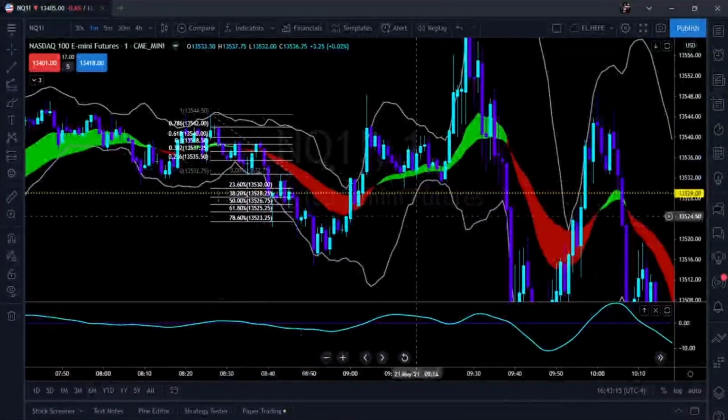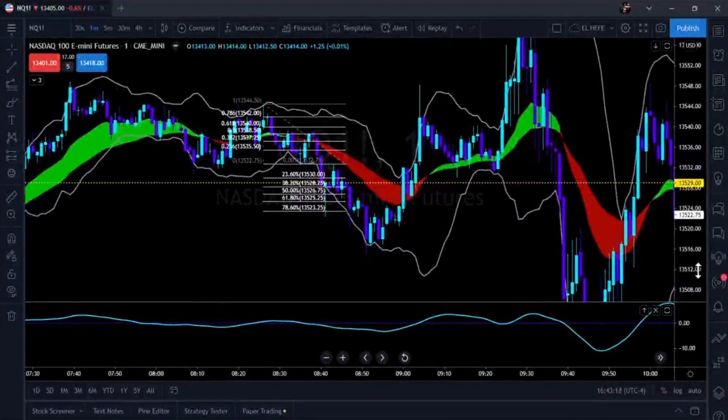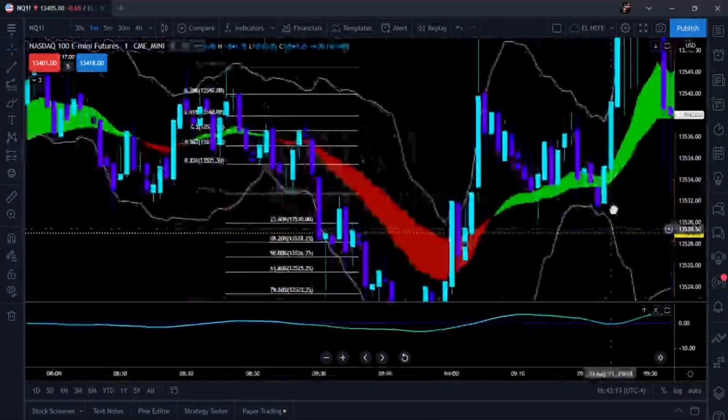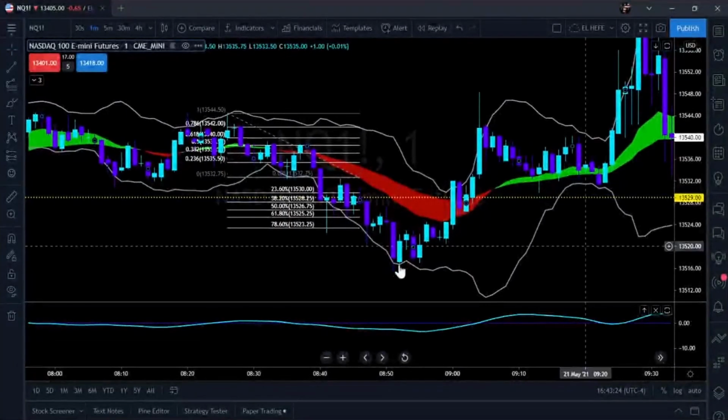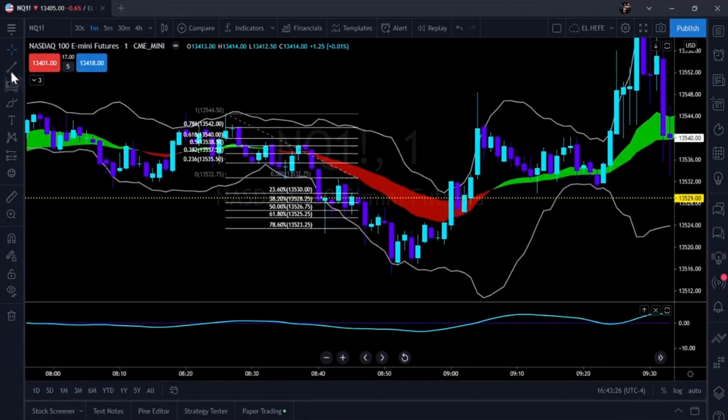Let me get this thing scrolled pretty good where everybody can see. So we made our low. Looking to take a trade off the 382, the 0.5, and the 618 if possible. Well, I was able to get loaded on the 382 and the 0.5, right?